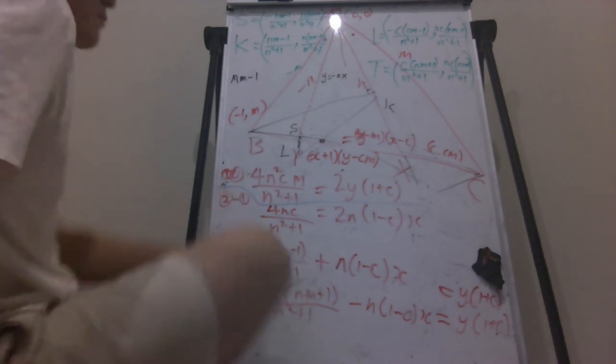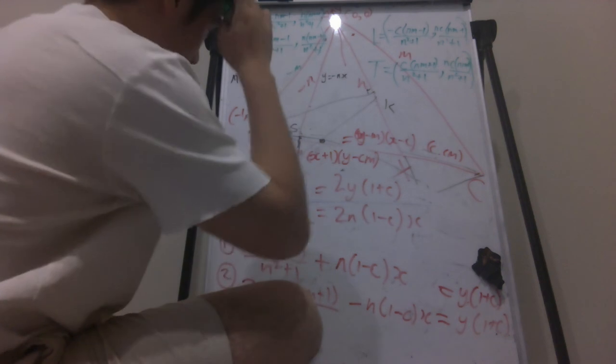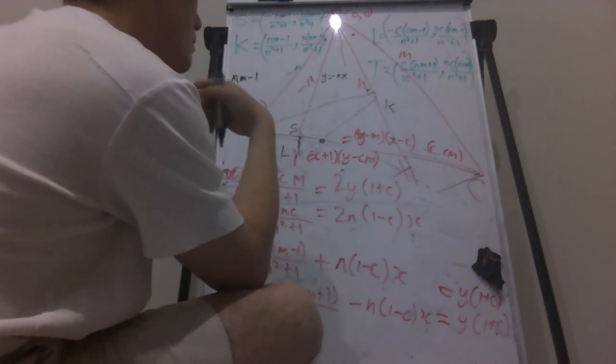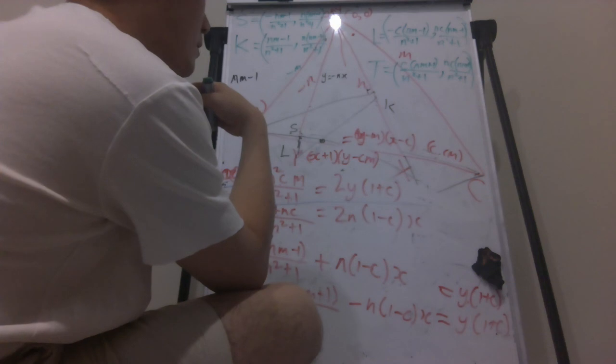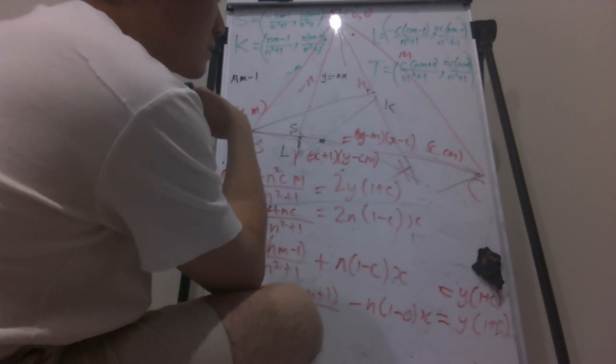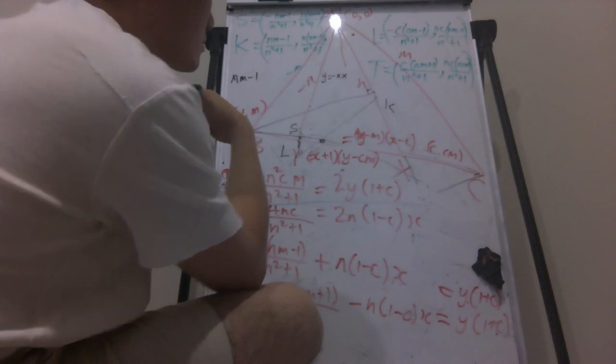Cancel terms out. So the xy cancels out. What's the constant term? You get minus cm on one side and plus cm on the other side. So you get 2cm.